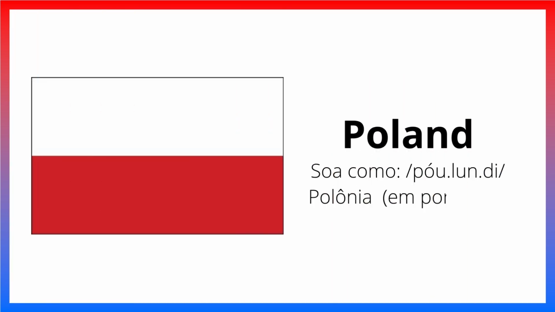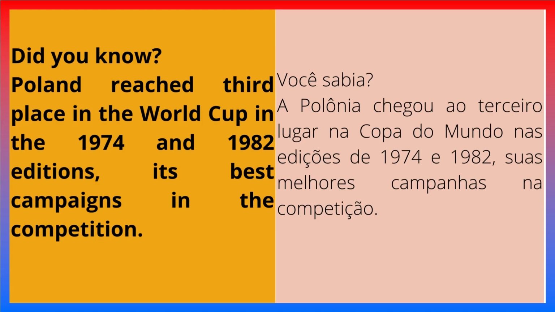Poland. Did you know? Poland reached 3rd place in the World Cup in the 1974 and 1982 editions, its best campaigns in the competition.